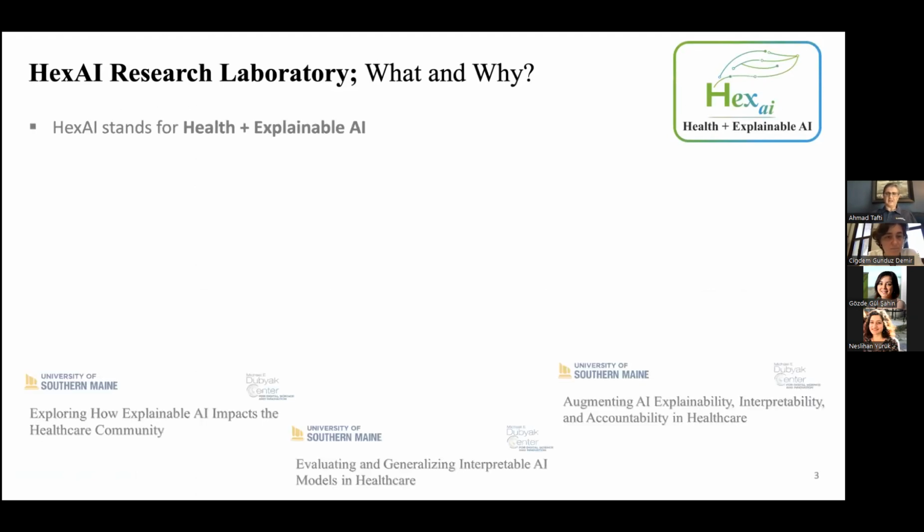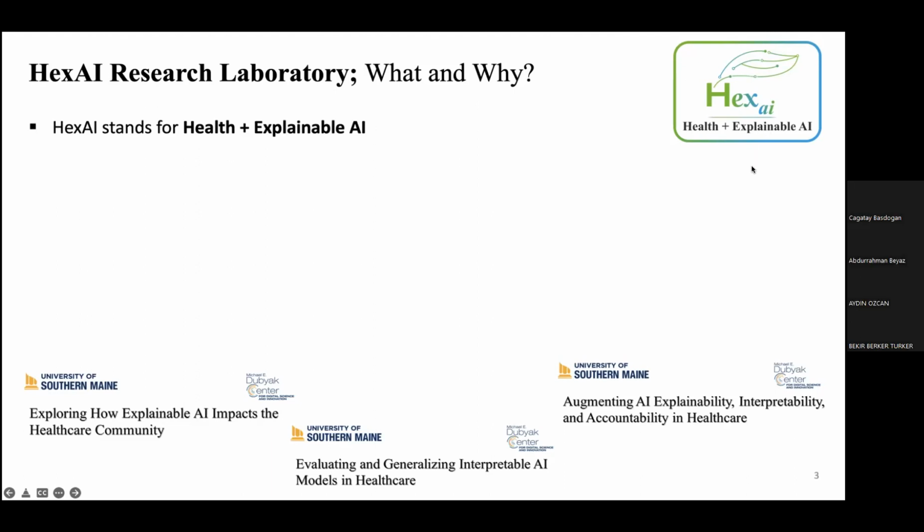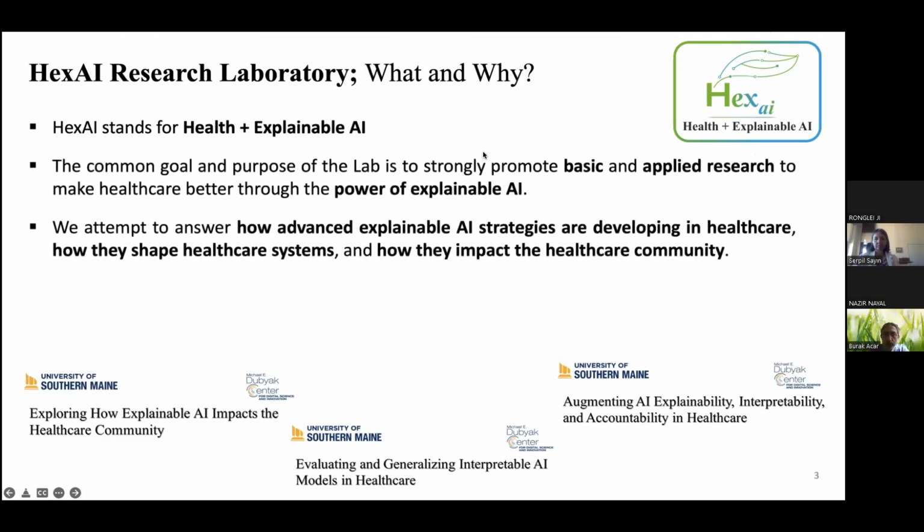So first of all, let's talk about HEGS AI Research Laboratory, the laboratory we have at the University of Southern Maine. HEGS AI stands for Health and Explainable AI. The common goal and main purpose of our laboratory is to promote basic and also applied research to make healthcare better through the power of explainable AI.